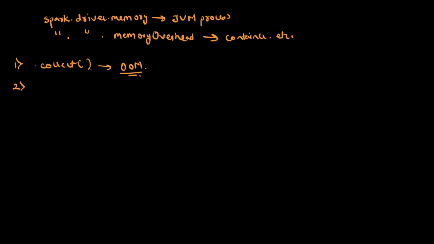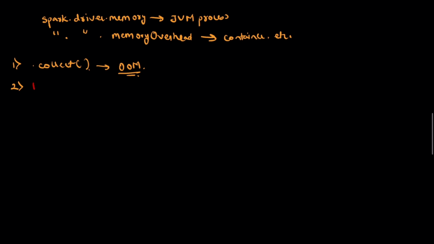The second reason is when we try to do a broadcast join. We studied broadcast join in our previous video. So if you haven't watched that video, I would recommend watching it. Now let's see what's the issue with broadcast join and why we are getting an out of memory exception when we are doing a broadcast join.